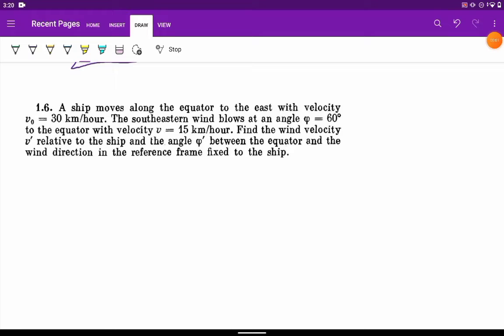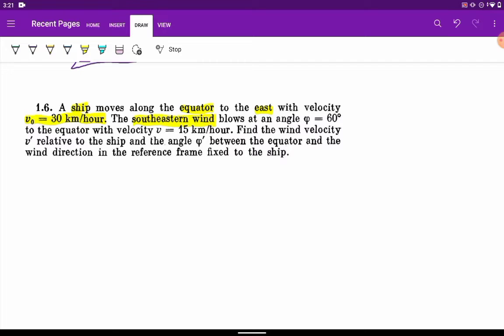Okay, so this particular problem deals with vector addition and subtraction. Let's go through this. A ship moves along the equator to the east, with a velocity of v naught equal to 30 kilometers per hour. The southeastern wind, there's a small catch here which we'll be discussing later.